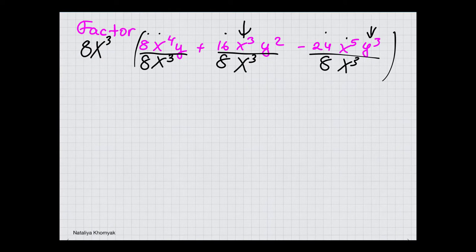We have 3 y's here, we have 2 y's here, we have only 1 y here, so we can just take out 1 y.